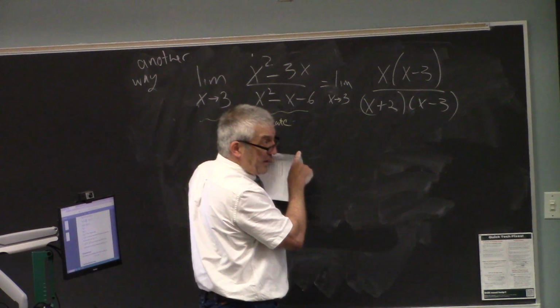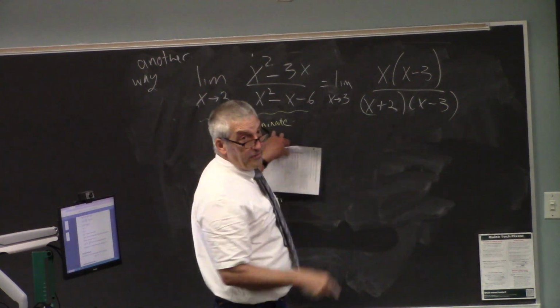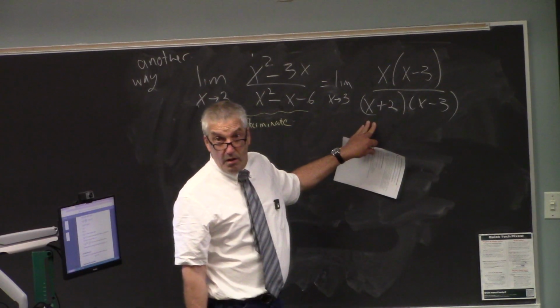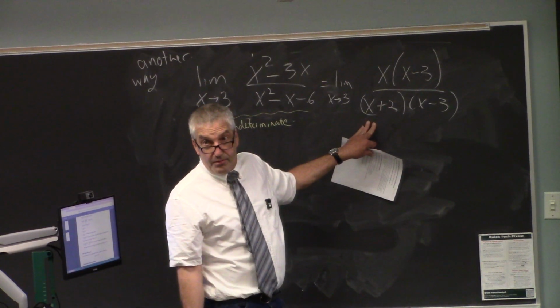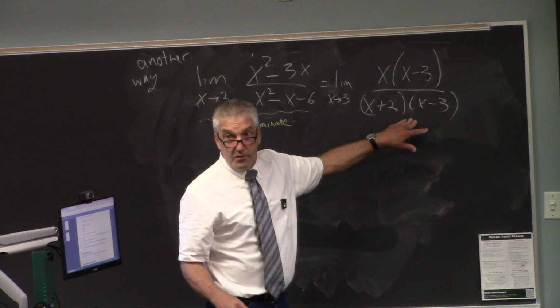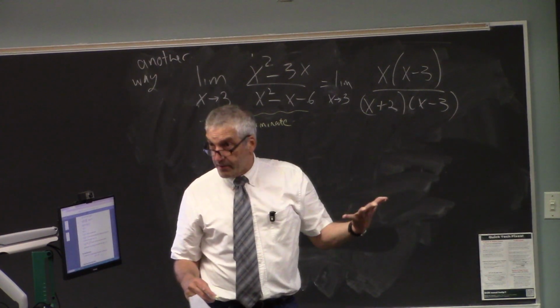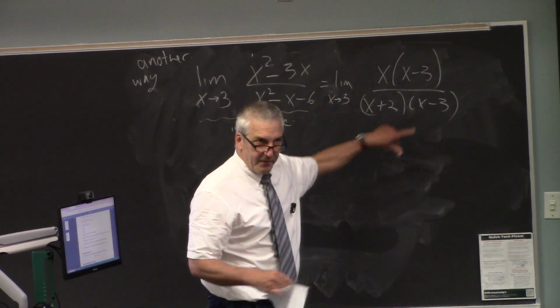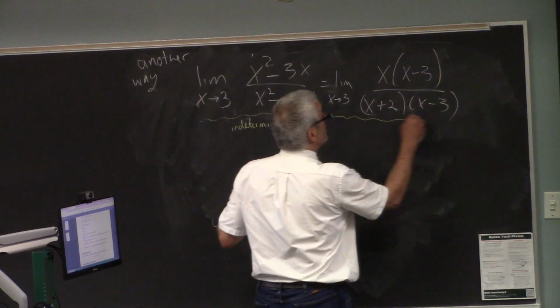Why? Because if I plug in x equals 3, I get 0 over 0. Hey, notice we can see that this is indeterminate as well, because if I plug in x equals 3, you can see very clearly I'm going to get 0 over 0. So the indeterminacy is even clearer, and you can see what's causing it. It's that factor right there that's causing it. So this is still indeterminate.